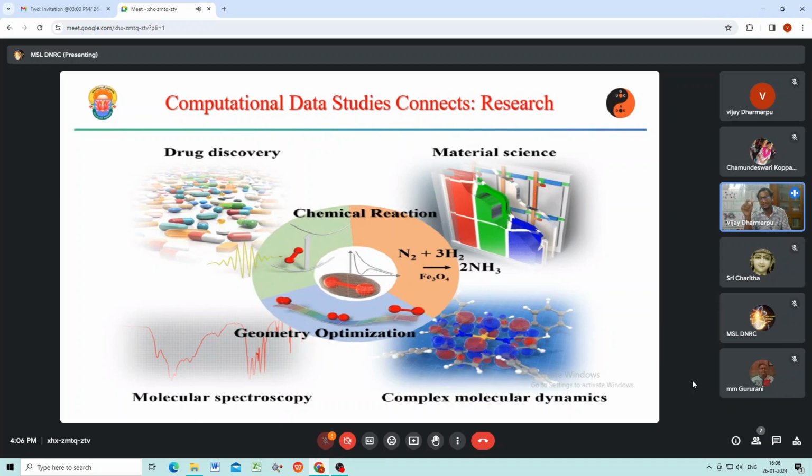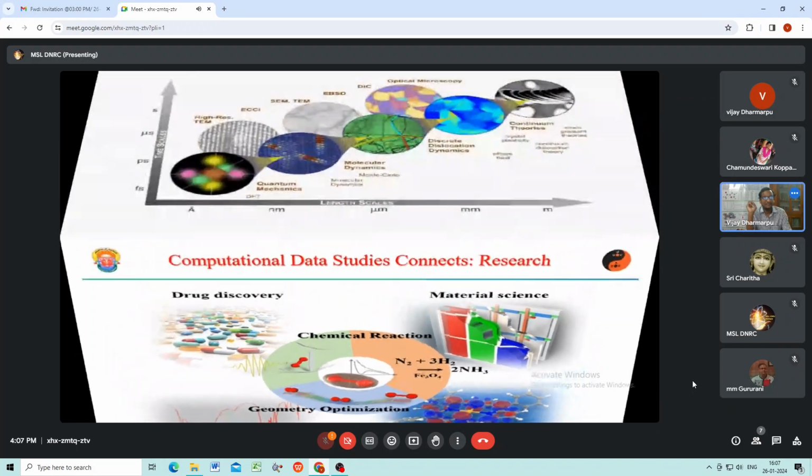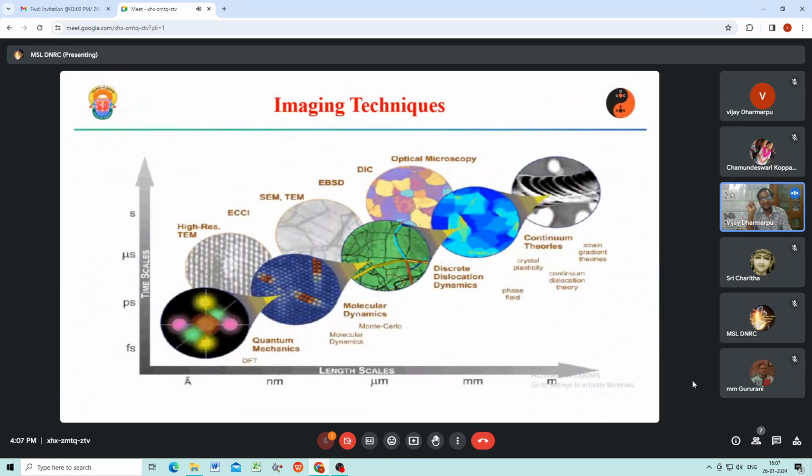I just gave some small demo. That is the reason why I kept the title as demo. I don't want to explain all these things. I just want to show you what things are there, what the possibilities are, and why computational data studies are important. I am presenting you the database and theories and principles of the imaging techniques.